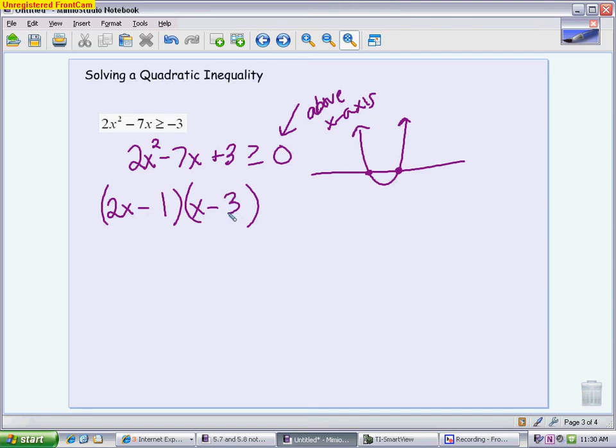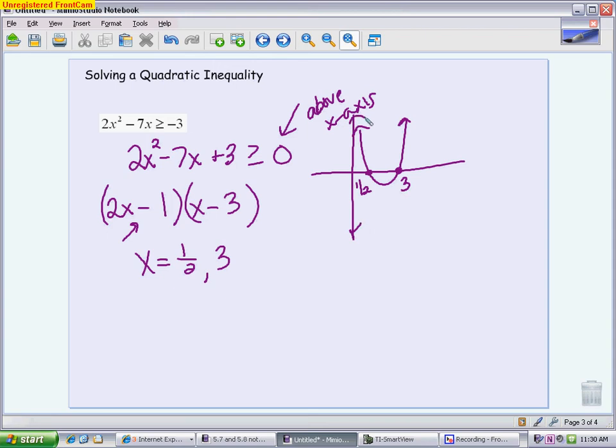And we get two x-intercepts. We get an x-intercept of 1/2. That's what makes this piece equal to 0. And an x-intercept of 3. So what that tells me is my parabola visually would cross the x-axis at x equals 1/2 and x equals 3. So that means that my y-axis is somewhere around here.